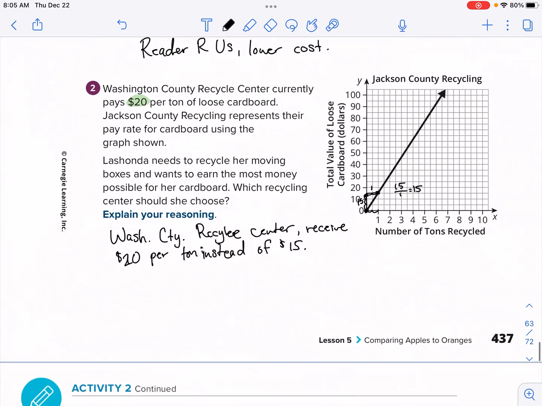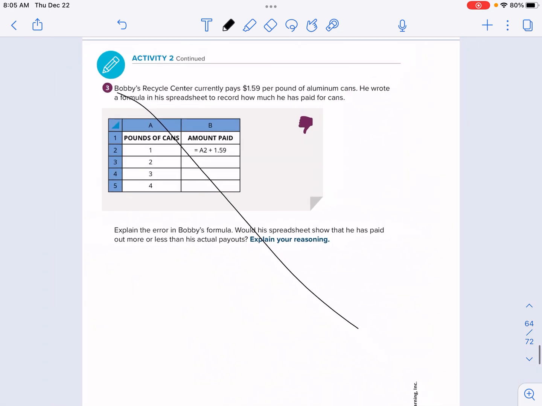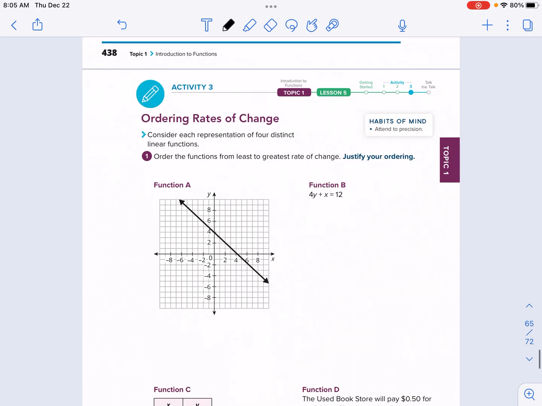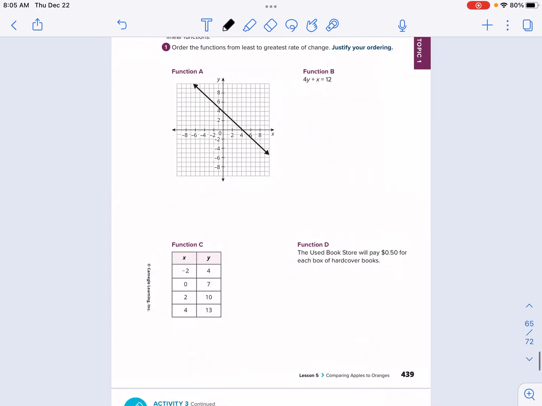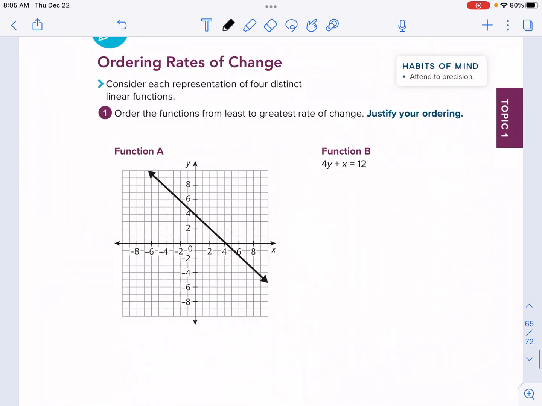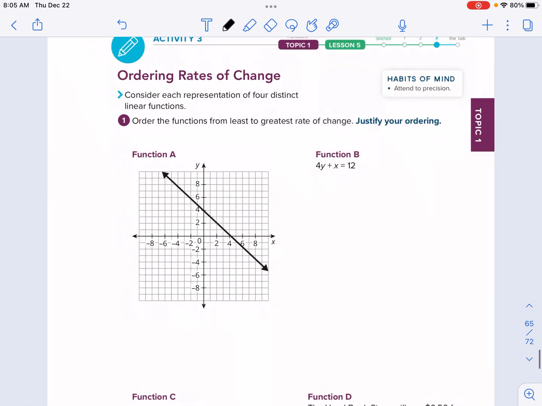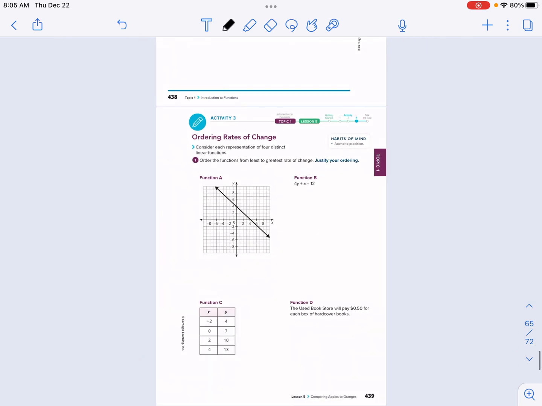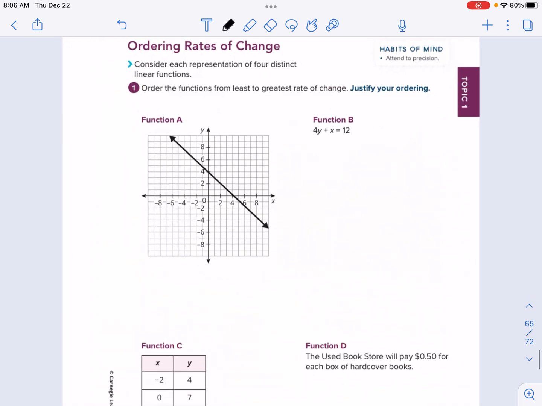Okay. Anyways, the next page is the last one that we're going to skip. But you're welcome to work through that. We're going to go to activity 3 on 439. Okay. So it says ordering rates of change. So we're going to put them in order from, for the most part, least to greatest. So it's exactly what we've been working on the previous problems, but we're going to have some positive slopes, some negative slopes, and so on. So just further additional practice. We're going to practice this together, and then you'll have the you-do on the next page.